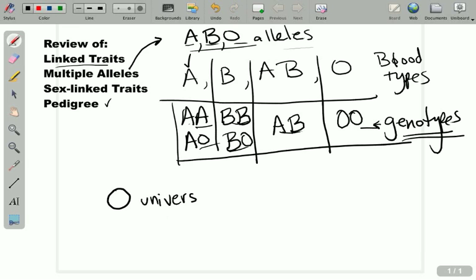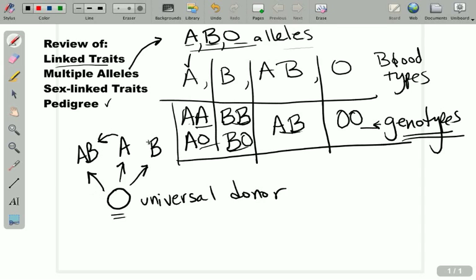Universal donor. And that means that it can give blood to everyone else. So it can give to AB, it can give to A, it can give to B, and to itself, which we won't put there. But let's pretend that it gives to the other ones. AB is the universal recipient. So it can get from that one, it can get from that one, it can get from all of them. Okay? Now, A can only give to AB and itself.